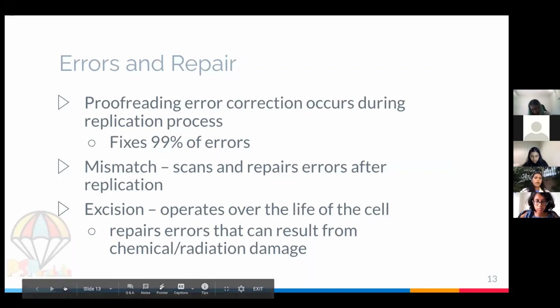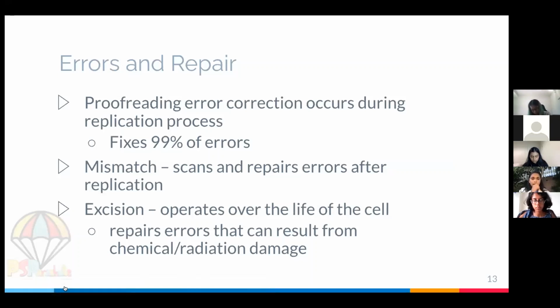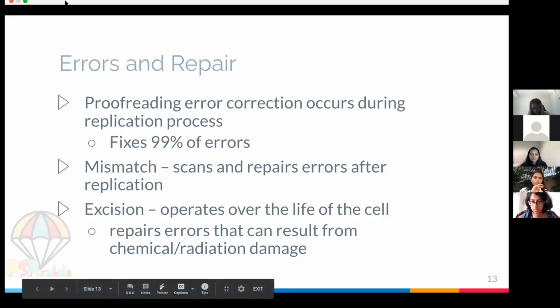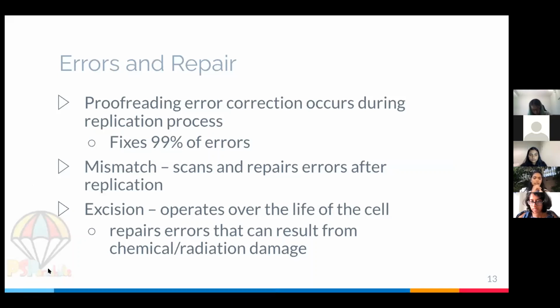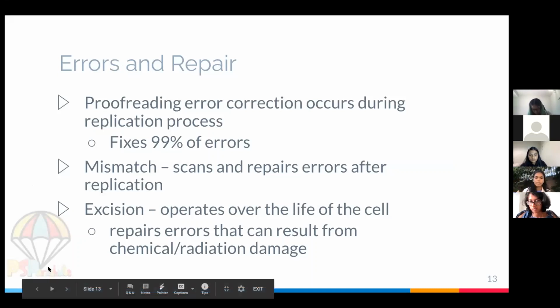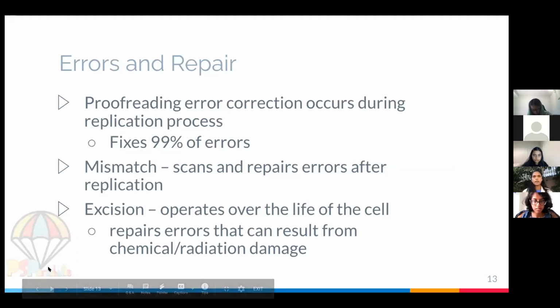Okay, so errors and repairs. This is again something that comes up a little bit during exams. They like to ask, maybe 1 or 2 questions during the exam. So there's basically 3 types of repairs that can occur during DNA replication. There's first of all proofreading. That's basically the repair that happens during the replication itself, and this usually fixes like 99% of the errors.